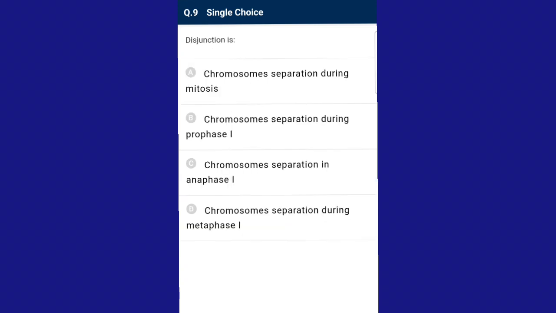Question number 9. Disjunction is a kind of chromosome separation in anaphase 1. Normal separation of chromosomes towards opposite poles during anaphase 1 of cell division is called disjunction. So the answer is option C.